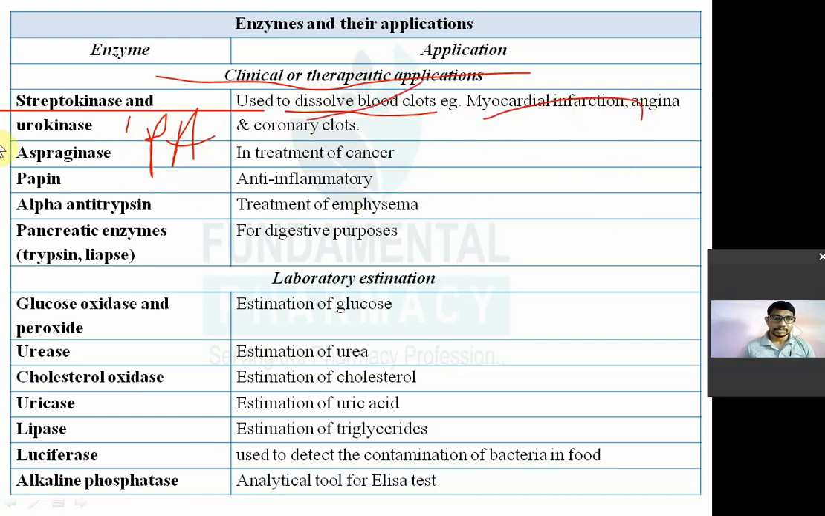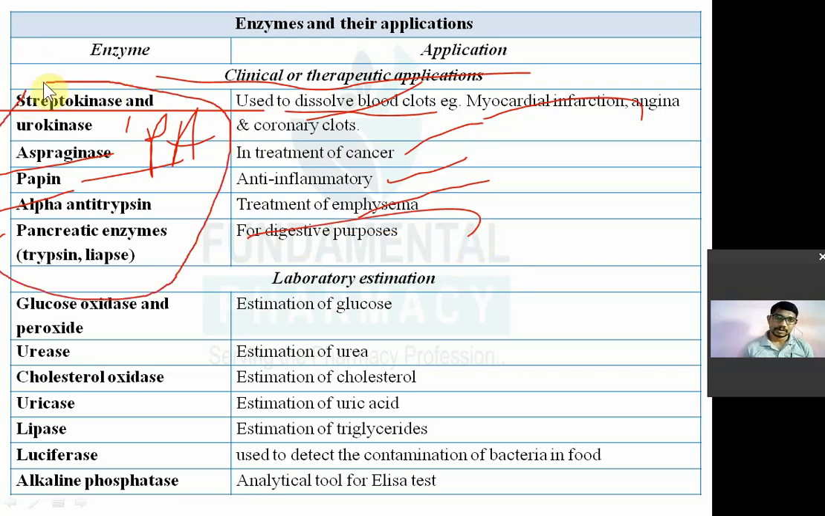Then asparaginase is an enzyme very important for the treatment of cancer. Then papain. Papain is an anti-inflammatory. Papain means it is a proteolytic enzyme, will break down the protein or clots and all that. जैसे आपका यहाँ पे अगर सूजन हो गया या फिर इन्फ्लेमेशन हो गया तो उस टाइम पे यूज करते हैं पपैन. इसका टैबलेट भी आता है. Alpha-1 antitrypsin, again used in the treatment of emphysema. Pancreatic enzymes, trypsin and lipase, they are used for digestive purpose. So these are a few therapeutic applications of enzyme.